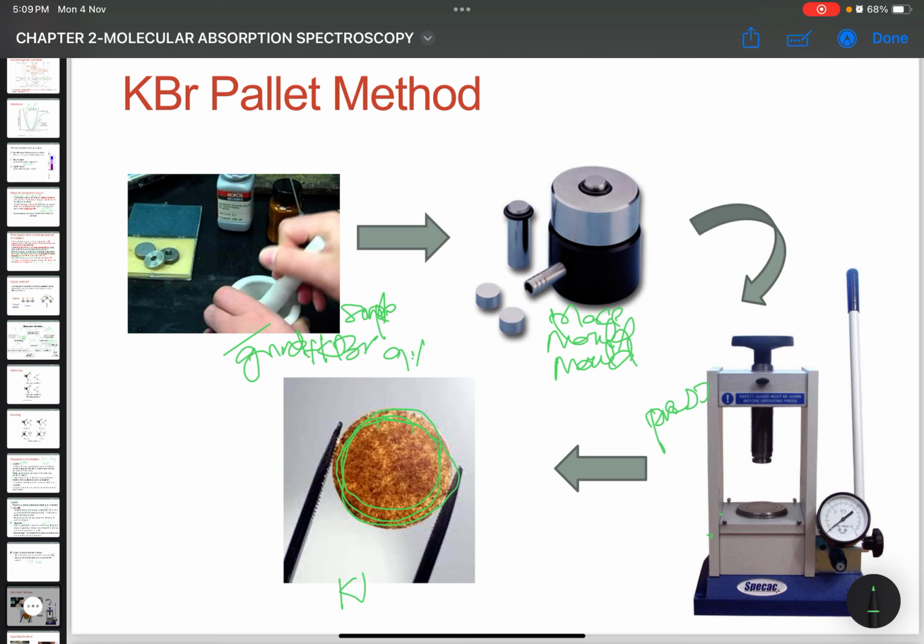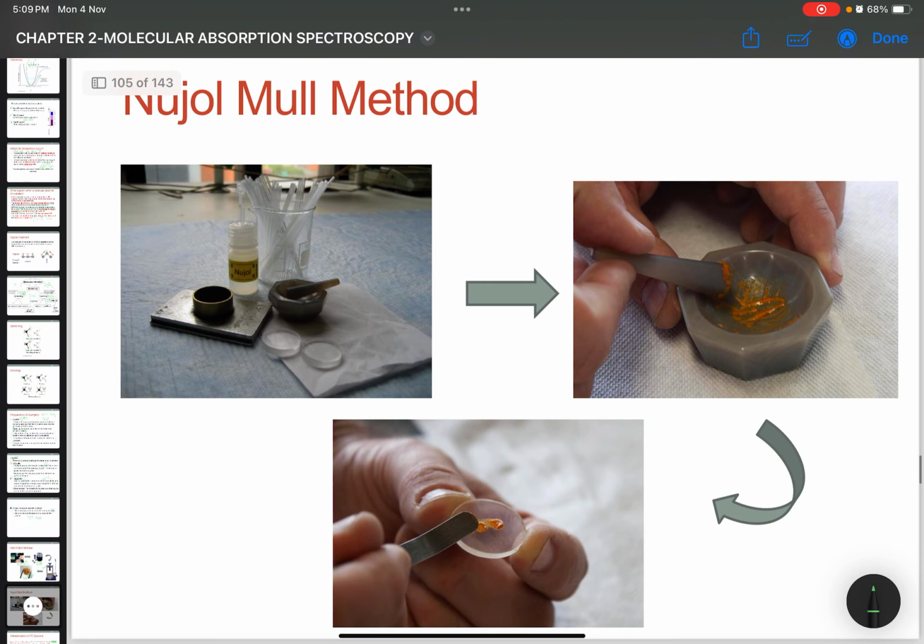Nujol mull method pun dia tunjuk juga. Macam ni lah jadinya, minyak tu very sticky. Then bila dah dapat macam tu, kamu letak juga dekat salt split ni, jadilah macam yang liquid tadi.